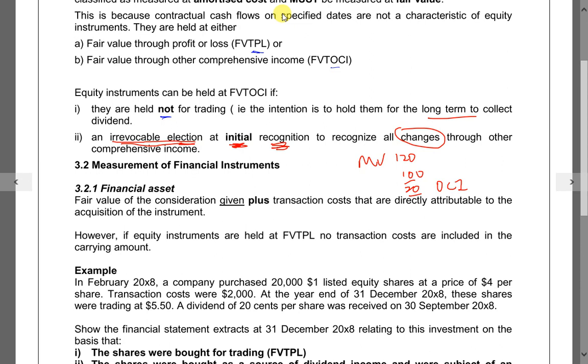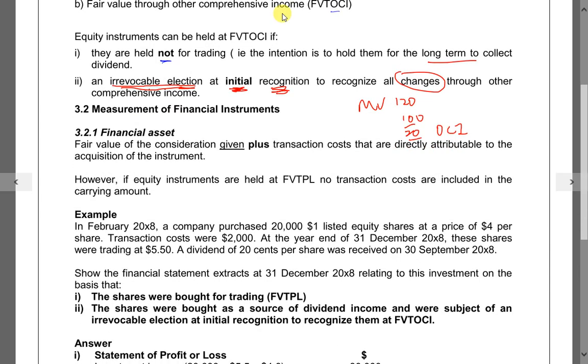Okay, long term. So that is to collect that. Therefore, we can measure them in OCI. It is quite similar to PPE. When we invest long term, increase, decrease, we go to OCI, revaluation surplus. Okay, short term, buy and sell, gain or loss, go to P&L.